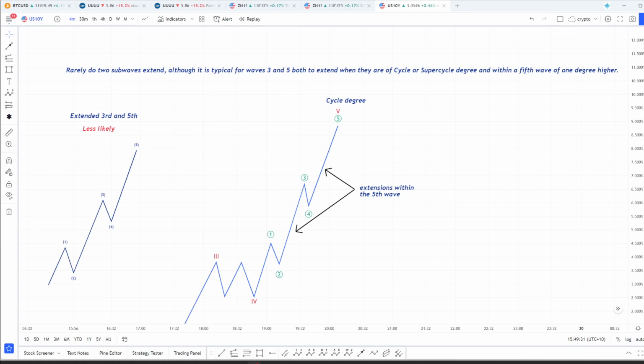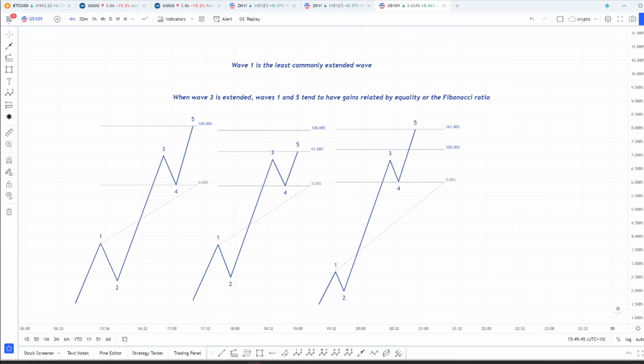However, it's worth being aware of what the book is telling us there. So the next guideline, wave 1 is the least commonly extended wave, as we've already discussed. Now when wave 3 is extended, which is very often, waves 1 and 5 tend to have gains related by equality or the Fibonacci ratio.